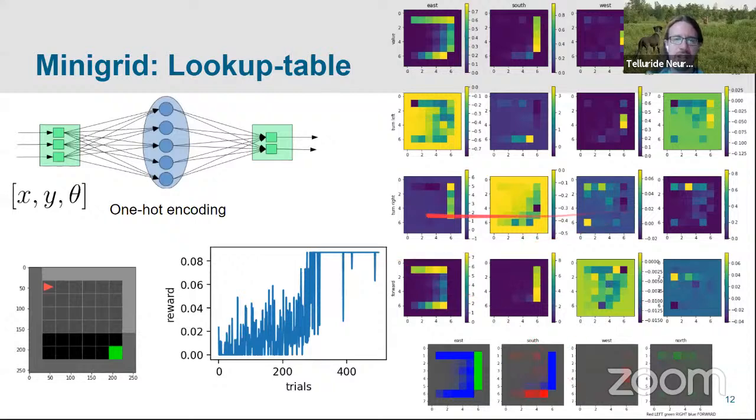All right, so that is just showing that in this case, if you set it up with really weird features, it can just do the standard lookup table approach.